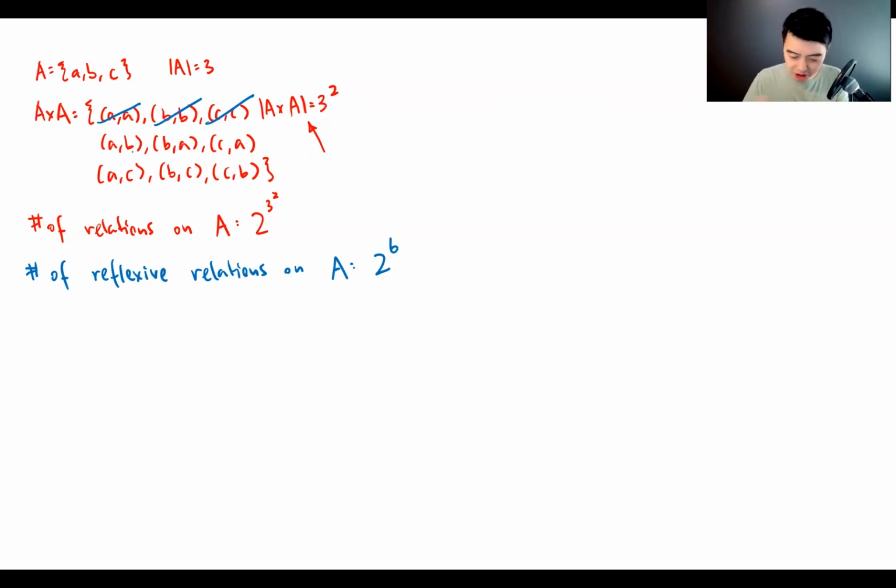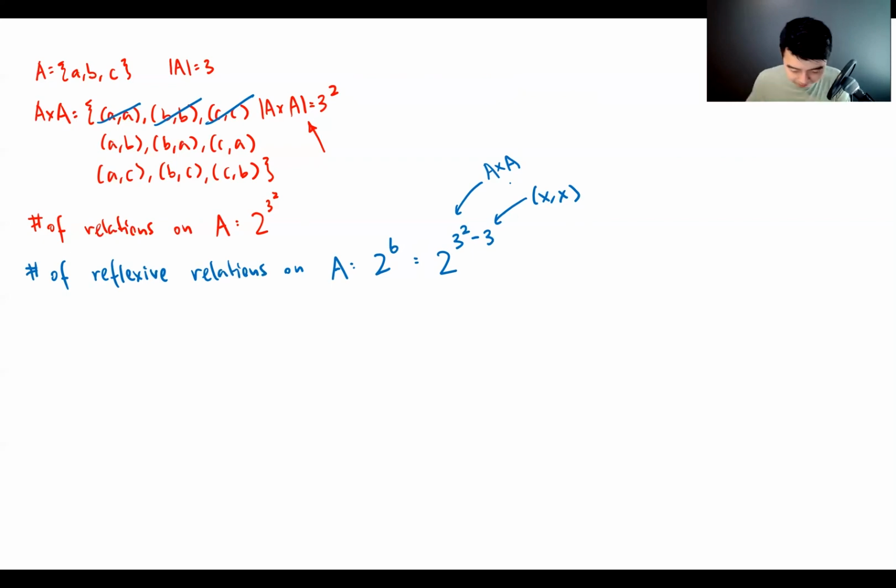Now let's see if we can generalize this a little bit and see where this equation comes from. It comes from 2 to the 3 squared minus 3. Now, why is it 3 squared minus 3? Because we have 3 squared elements altogether in A cross A. There are 3 elements in the form of XX. This is the XX elements, and this is all of the elements in A cross A. Those are the only elements in the form of XX. I hope that makes sense.